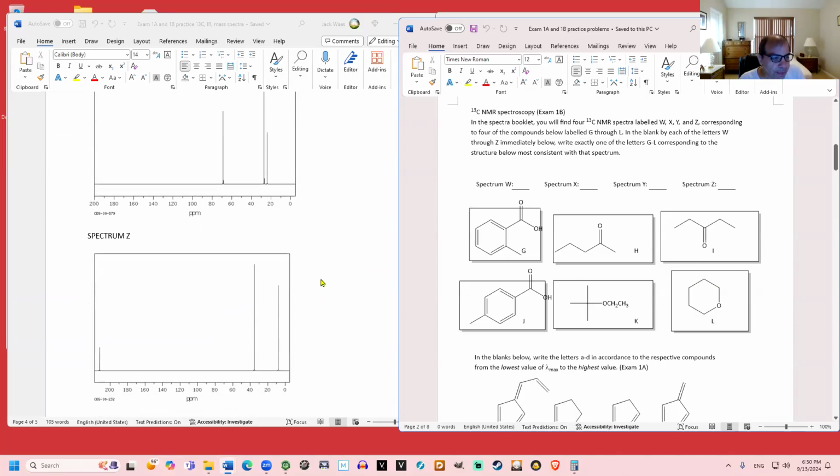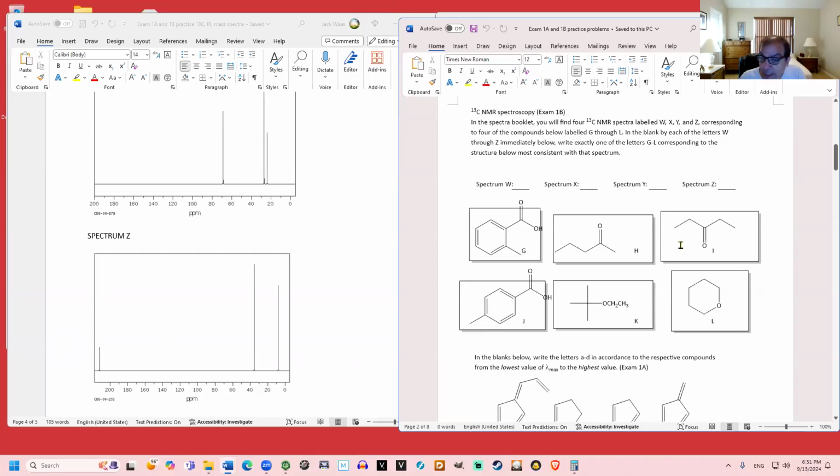I won't insist. And then spectrum Z also has 3 peaks, one of which is extremely far downfield. The only thing that shows up in that area is ketone carbonyl carbons. So we're looking for, first of all, let's look for carbonyl compounds. We've already dealt with G and J. It can't be either of those because there's no aromatic carbons. So it must be H or I. We've actually already had H, so it must be I.